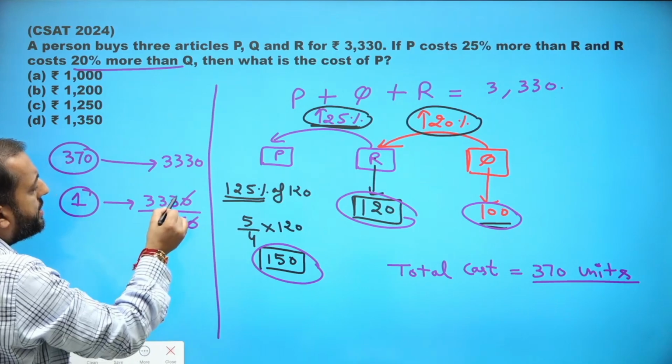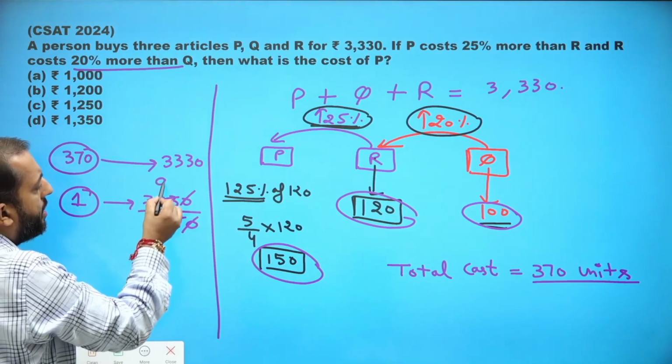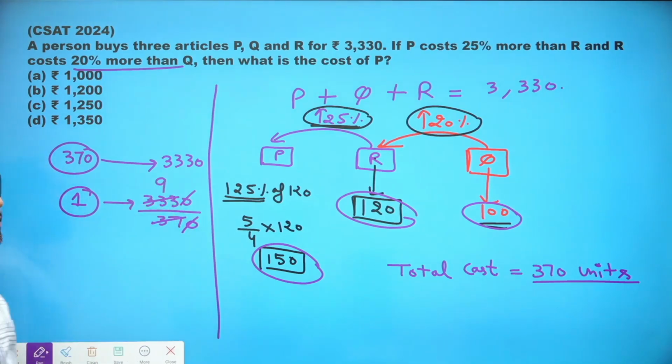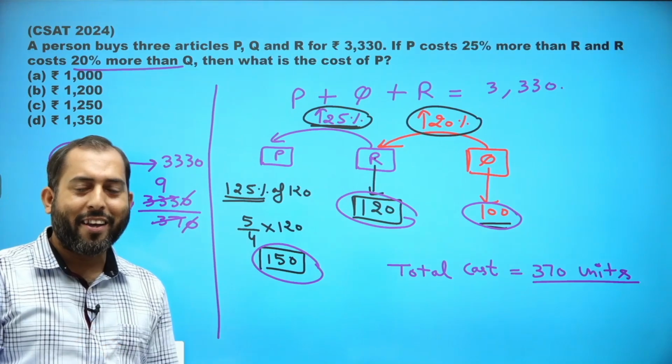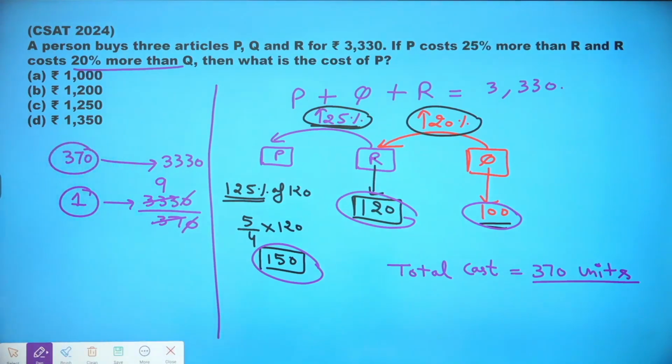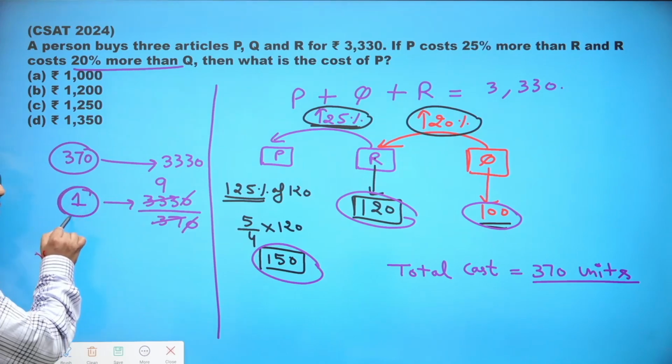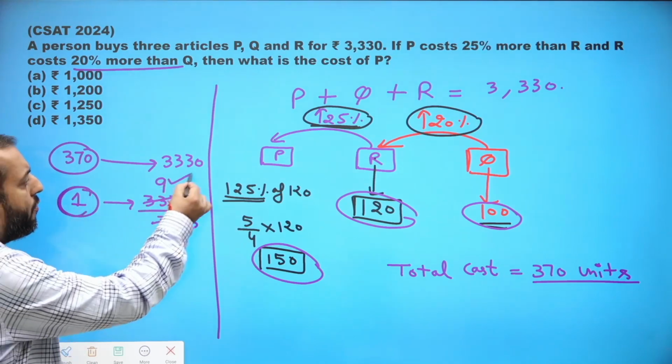Zero gone, and 37 nines are 333. Okay, 37 threes are 111, so nines are 333. Now see, 1 unit of assumption corresponds to 9 of reality.